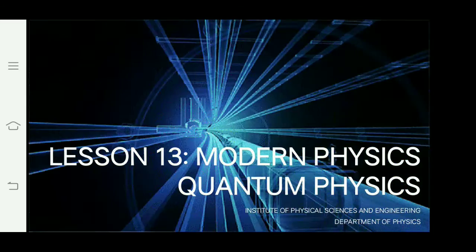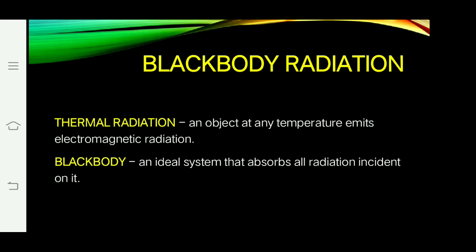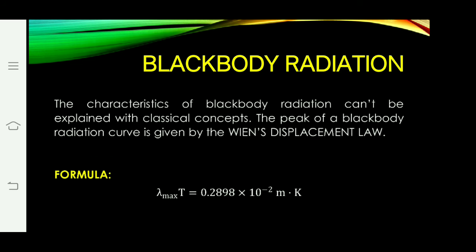Now, let's proceed to the quantum physics. Thermal radiation. Thermal radiation is the only mode of heat transfer that can occur in a vacuum, which makes it fundamental to survival of all species in the universe. The black body is an ideal system that absorbs all radiation incident on it. The peak of a black body radiation curve is given by Wien's displacement law.